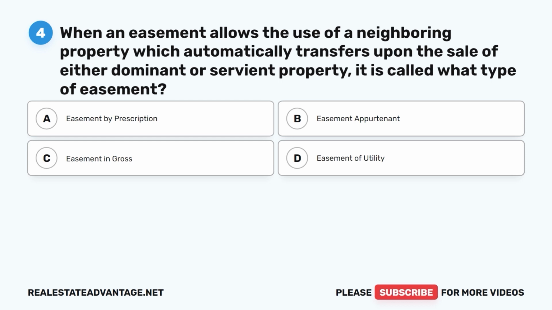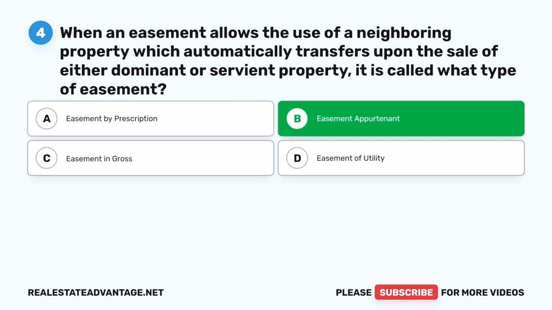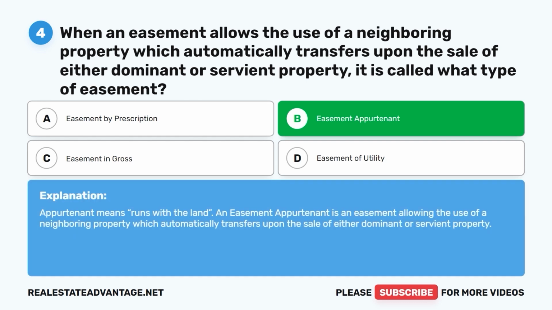Question 4. When an easement allows the use of a neighboring property which automatically transfers upon the sale of either dominant or servient property, it is called what type of easement? A. Easement by prescription, B. Easement appurtenant, C. Easement in gross, D. Easement of utility. The correct answer is B. Easement appurtenant. Appurtenant means runs with the land. An easement appurtenant is an easement allowing the use of a neighboring property which automatically transfers upon the sale of either dominant or servient property.